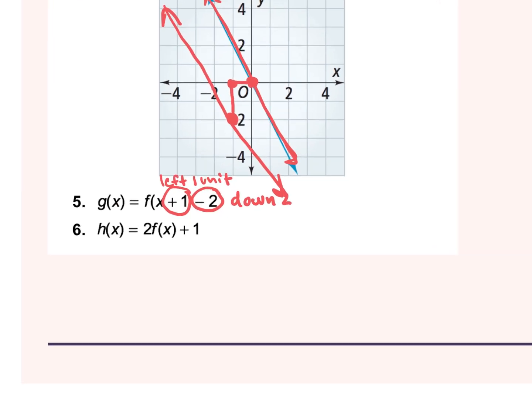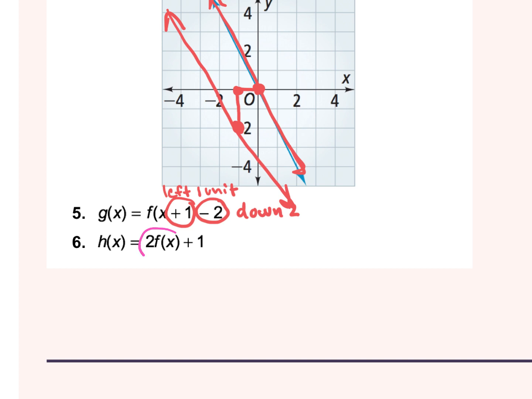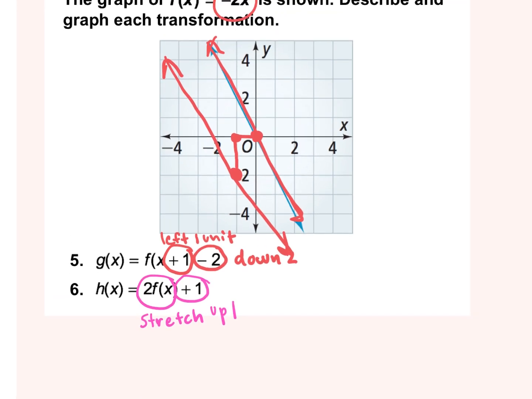For number 6, I have 2 transformations happening here. This 2 being multiplied to our function, 2 is greater than 1, so I have a stretch. And then 1 being added on the outside means I'm going up 1. So I would take this function here, stretch it so it's kind of being steeper like this, and then I just have to move it up 1. So instead of starting here at this point, I just start here, and it goes steeper like this. So that would be my new function.